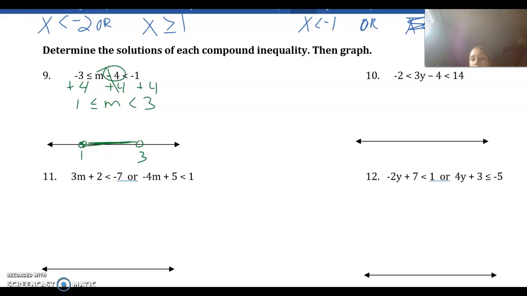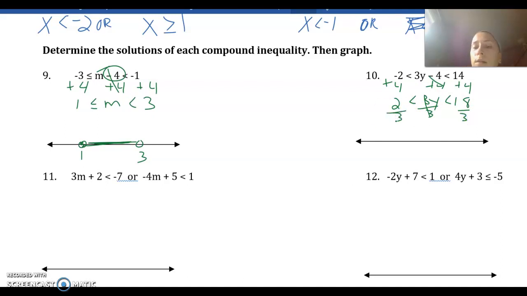Okay. For number 10, we need to add 4 to both sides. Add 4 to both sides. -2 plus 4 is +2. We have 3y here. And then we have 14 plus 4 is 18. Now we need to divide both sides by 3 to get that y by itself.